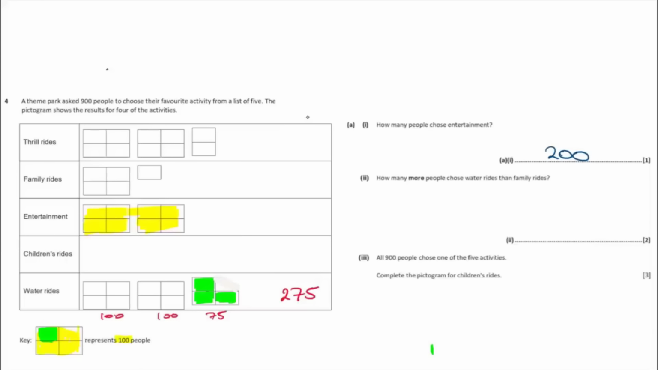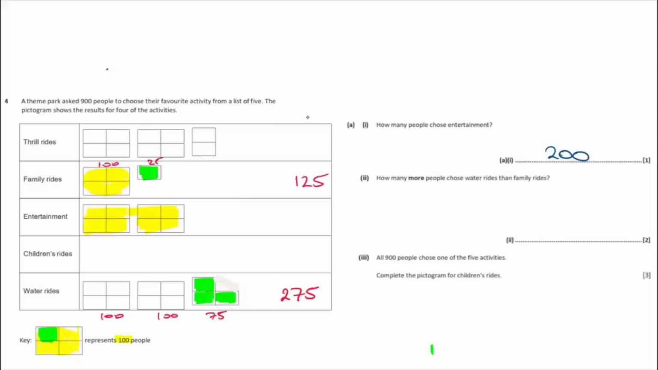Water rides is 275. Family rides, again, I've got one whole one, which is worth 100, and one of these quarter parts, which is worth 25, so that's 125 altogether.